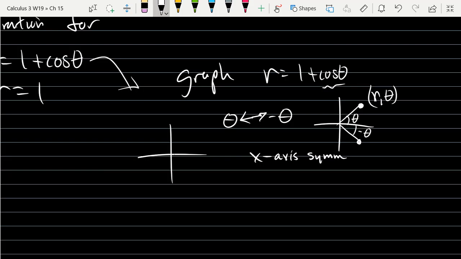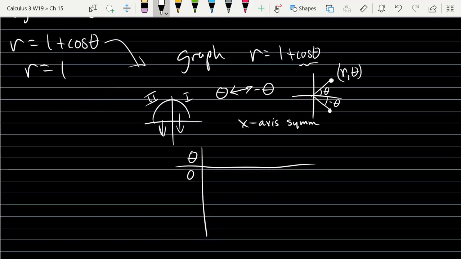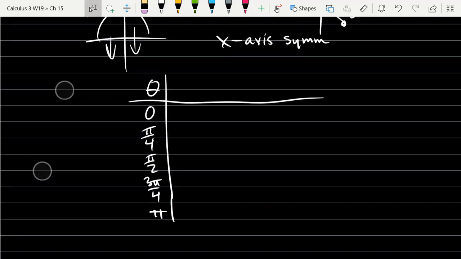So what that means when I graph, if I graph the upper half, quadrants 1 and 2, I will flip it across the x-axis and get 3 and 4. So I'm graphing 1 and 2. Then we'll flip it down using symmetry, get 3 and 4 for free. I'm not going to put every theta value between 0 and pi. I'll just do the pi over 4 multiples. So 0, pi over 4, pi over 2, 3 pi over 4, and pi. I'm going to skip all the pi over 6, pi over 3 multiples. If I wanted a more accurate graph, I would put all those points in as well.